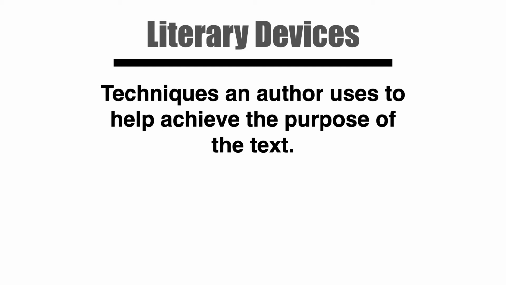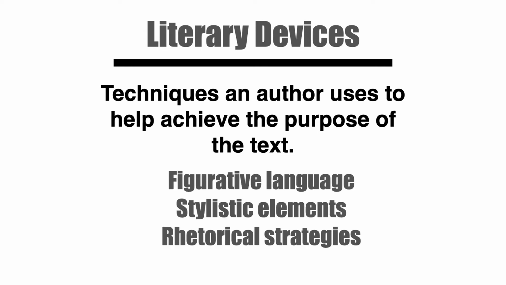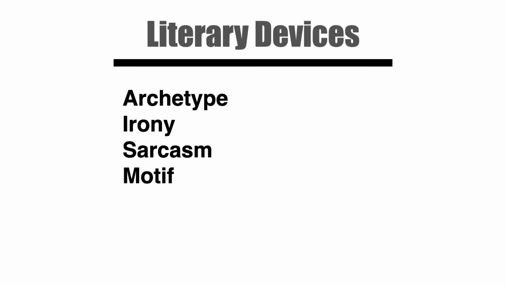Literary devices refer to the techniques that an author uses to help achieve the purpose of the text. These techniques can include things like figurative language, stylistic elements, or rhetorical strategies. In this video, we will review 4 types of literary devices: archetype, irony, sarcasm, and motif.